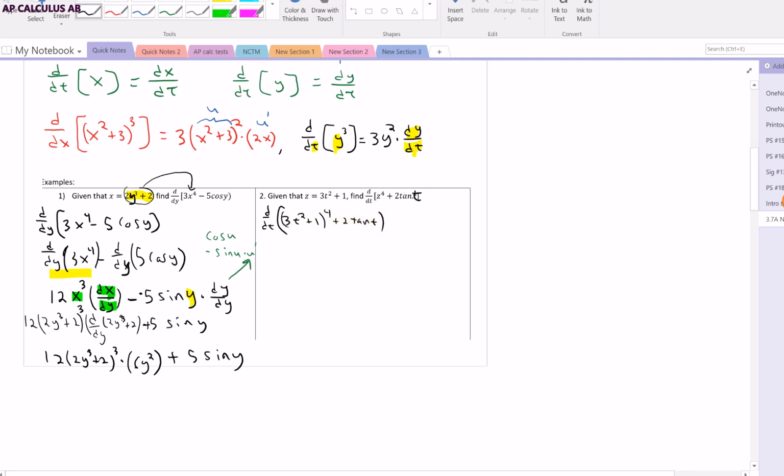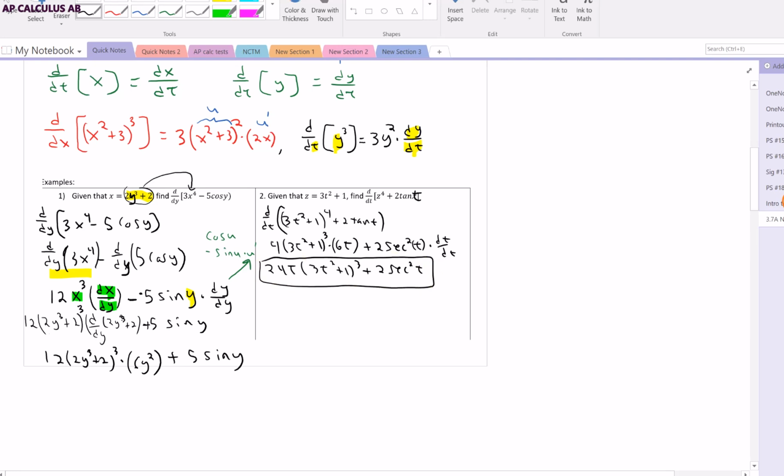t. And now everything's in terms of t, and I can just take the derivative. The derivative of this is going to be 4 times 3t squared plus 1 to the third times the derivative of the inside, which is 6t, plus the derivative of tangent, which is secant squared t, and then remember technically it's dt, which is just 1. And then you could clean this up: 24t times 3t squared plus 1 to the third plus 2 secant squared t, dt is 1, and I would get that, right? So I could do it that way.